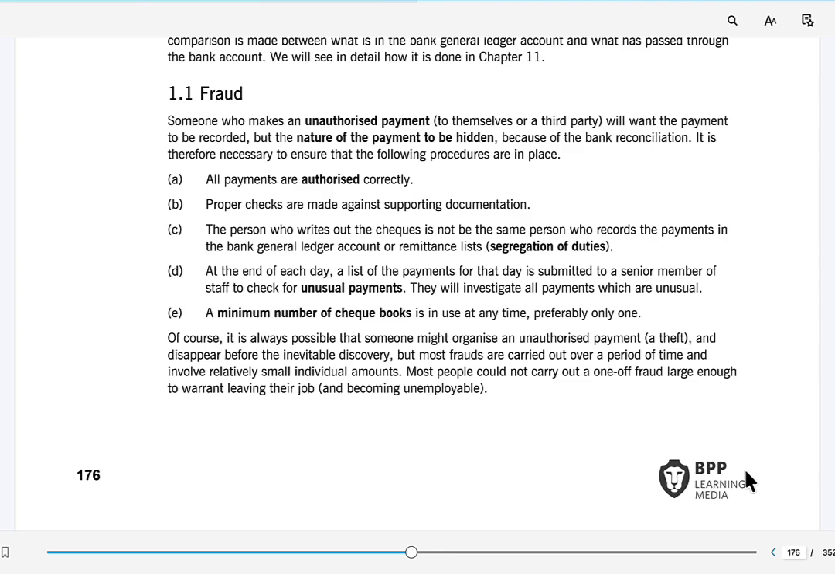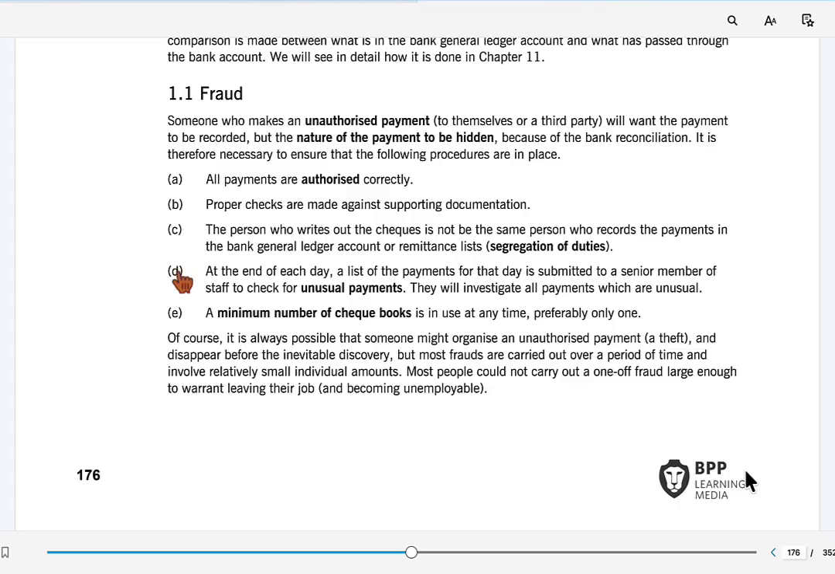A strong system might work like this. Person A prepares the payment. Person B approves the payment. Person C signs the check or releases the bank transfer. Person D records the payment in the ledger. Person E reviews the bank reconciliation. So no one person controls everything.